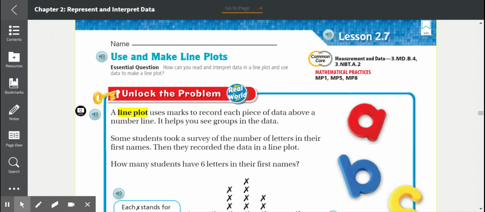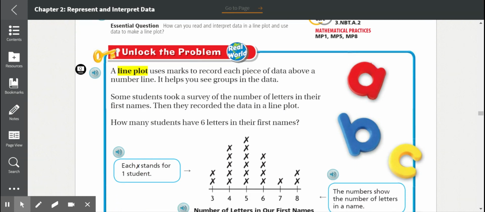We are on lesson 2.7, and that is on page 125. The title of our lesson is Use and Make Line Plots. A line plot uses marks to record each piece of data above a number line. It helps you to see groups in the data.